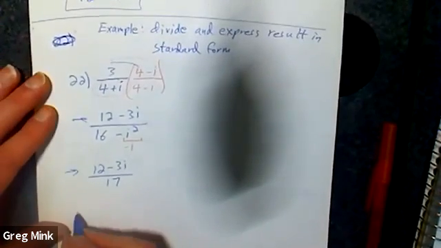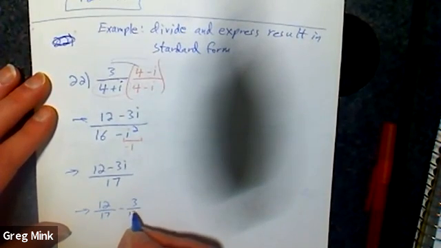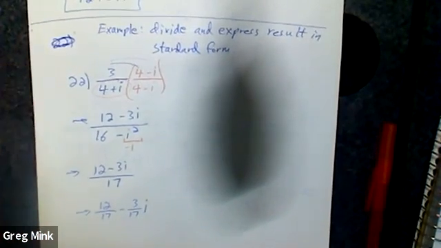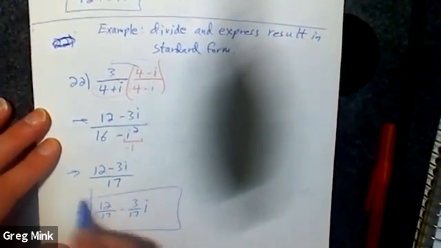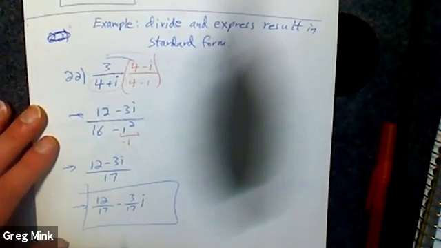What good has that done? Well, look, you can split the numerator. And usually I like to write the i out front. That way you can easily identify the real part is 12/17, and the imaginary part is 3/17.